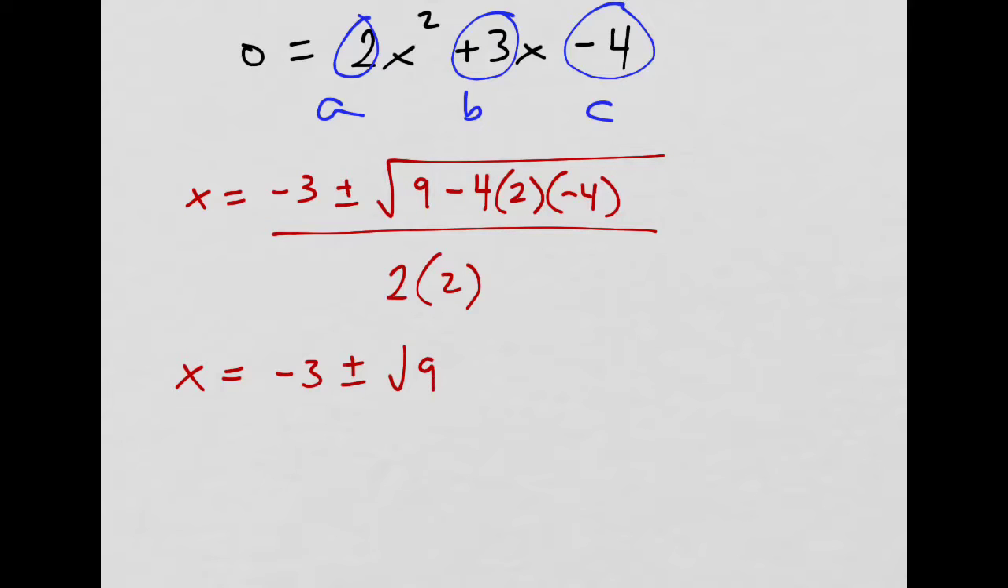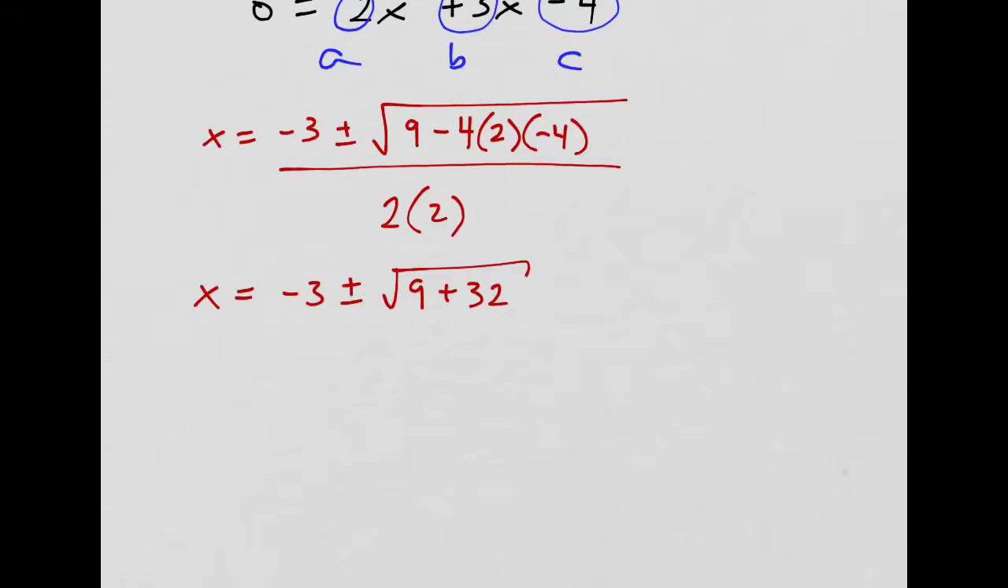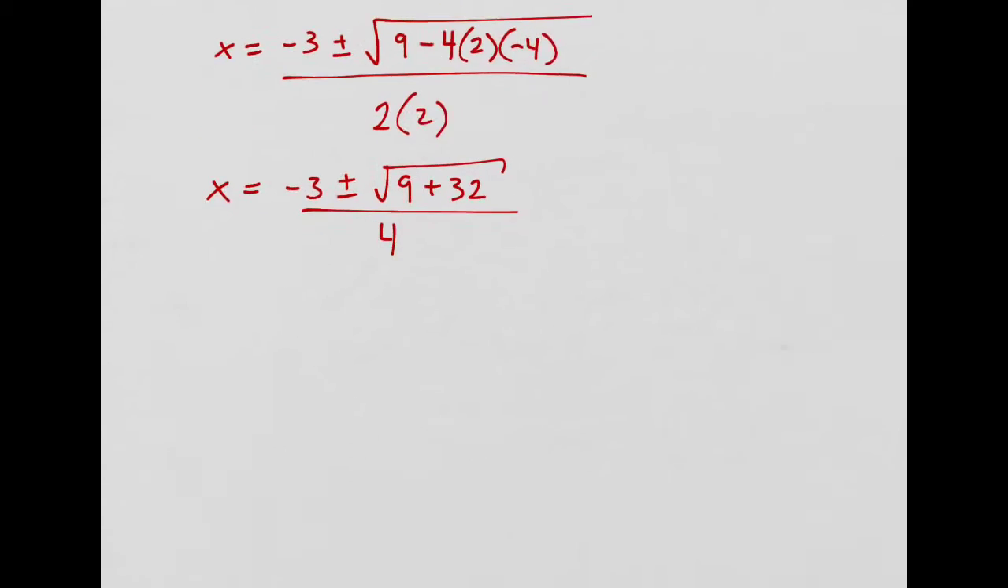Square root of 9. Look at this. Negative 4 times 2. Negative 8. Times negative 4. What's negative 8 times negative 4? Positive 32. Plus 32. So many people screw that up. It's so easy. It's just multiplying. Do it in the calculator. Include the sign for that negative 4 there. And then over 4, because 2 times 2 is 4.